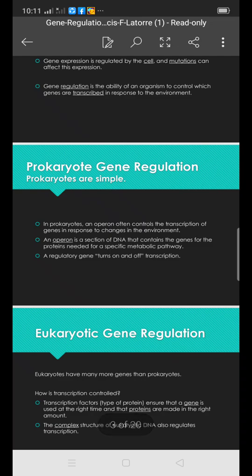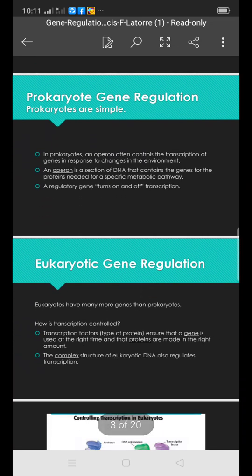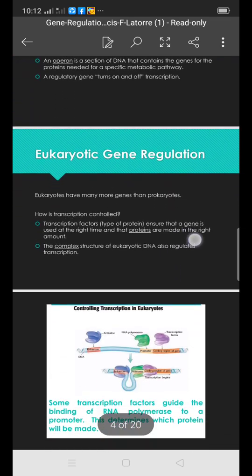We have prokaryote gene regulation. Prokaryotes are simple. In prokaryotes, an operon often controls the transcription of genes in response to changes in the environment. An operon is a section of DNA that contains the genes for the proteins needed for a specific metabolic pathway. A regulatory gene turns transcription on and off.